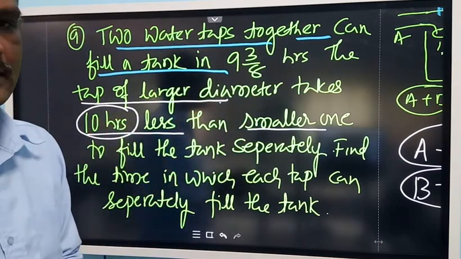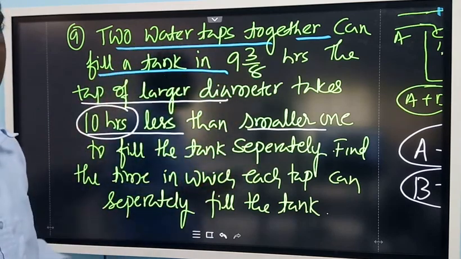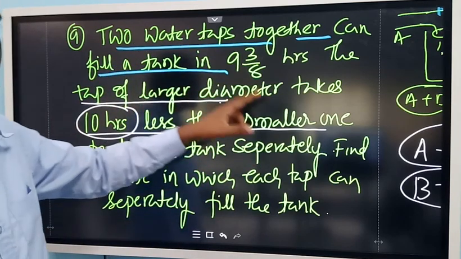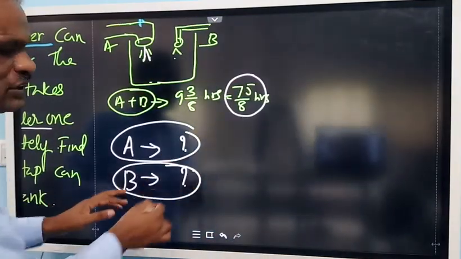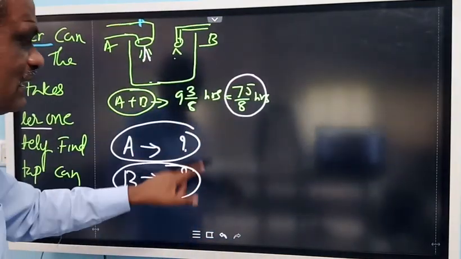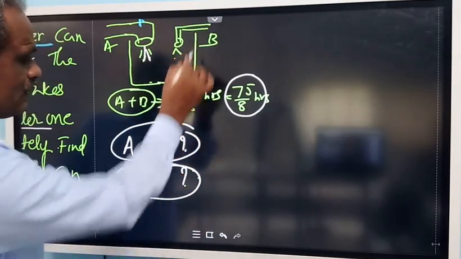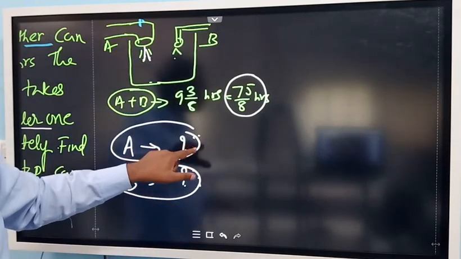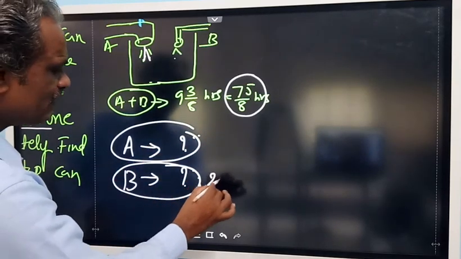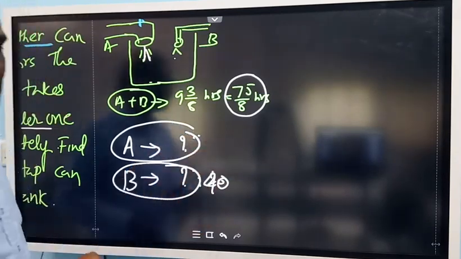Whatever the time the smaller one takes, 10 hours minus that, you will get the time taken by the larger diameter. They have not given the time taken by these two. Instead, they have given the relation between them. Whatever time the smaller tap takes, the larger tap takes 10 hours less. Suppose it takes 20 hours, it will fill in 10 hours. If it takes 40 hours, it will fill in 30 hours.